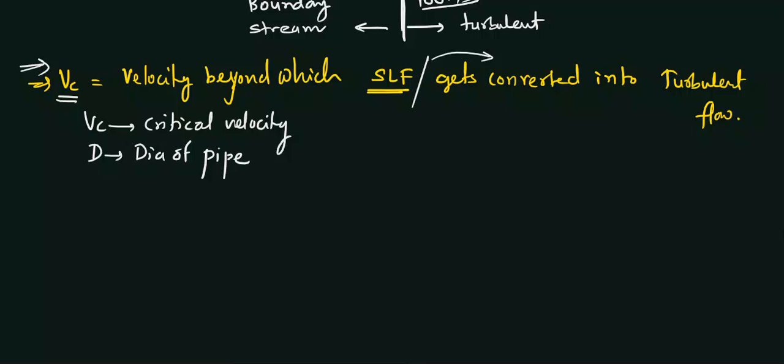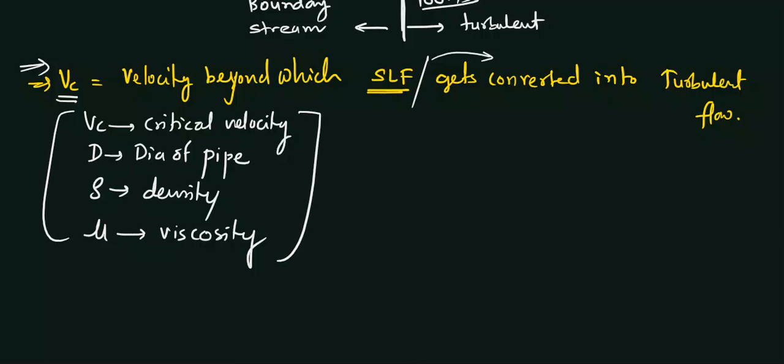If you take the density, it will also depend on whether you are looking at clean water or honey or oil. For clean water, turbulence will happen easily. For oil, turbulence does not happen that easily. The viscosity also plays an important role. So all these parameters decide the nature of flow.